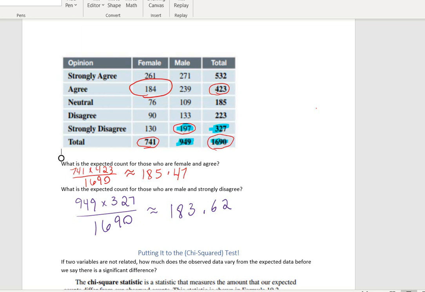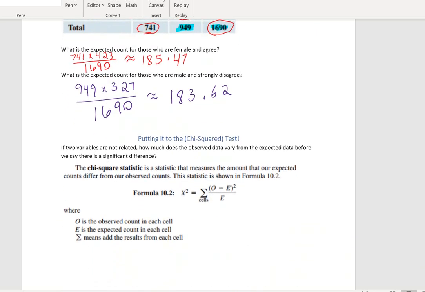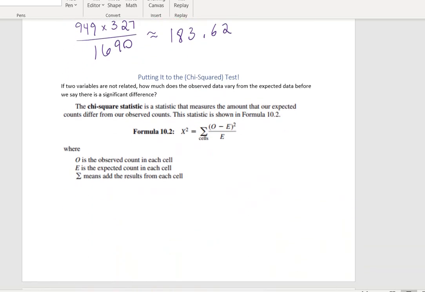Now, when we want to test the hypothesis, we have to find the expected versus the observed for every single cell. After that, we're going to look at the difference between the two, and it's going to look a little bit like standard deviation. This is called a chi-squared test. We've done z-tests, we've done t-tests, now we're doing something called a chi-squared test. And chi looks like this.